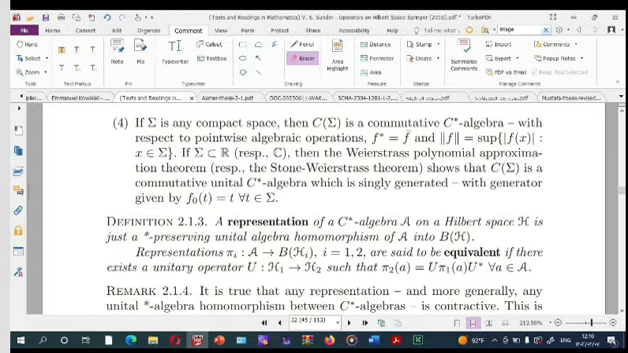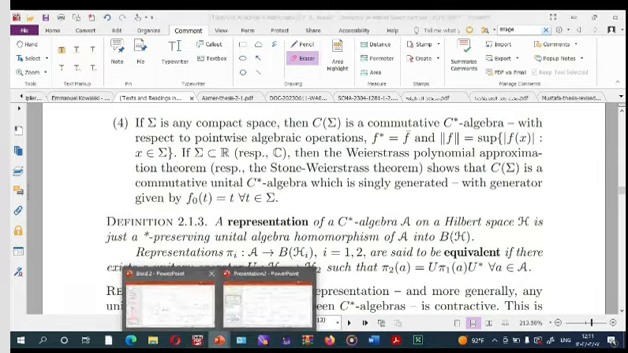And the definition of representation: a representation of a C-star algebra A on a Hilbert space H is just a star-preserving unital algebra homomorphism of A into B of H. So a representation of a C-star algebra is a star-preserving unital algebra homomorphism, such as P, for example, P from A to B of H.